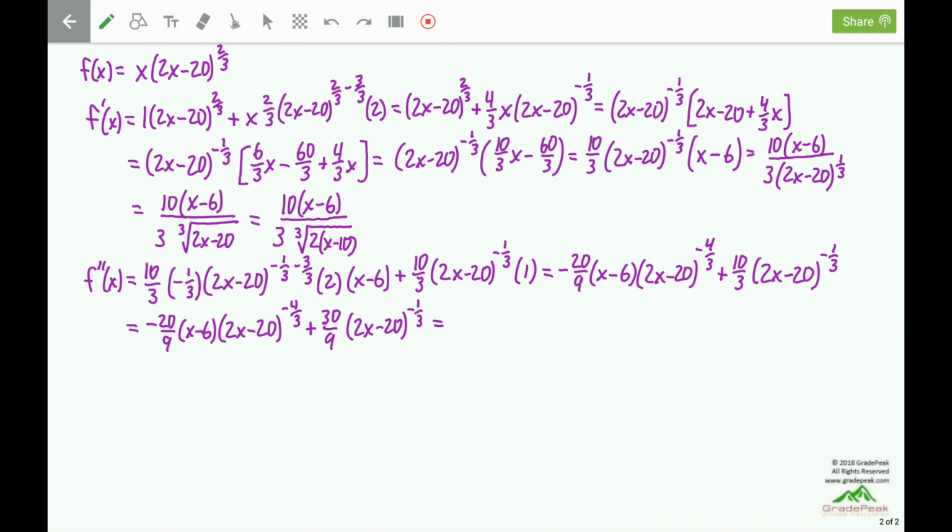So we can factor out common factors here. From the numerators, we have a 20 and a 30. They have a common factor of a 10. The denominators are both 9, so we can factor out a 9 in the denominator. And we can factor out a power of 2x minus 20 from each, the lower power of the two. And that'll be the negative 4/3. It's lower by being more negative. So we can factor out a 2x minus 20 to the negative 4/3 power.